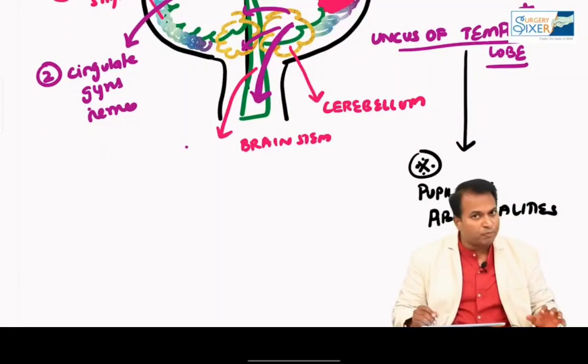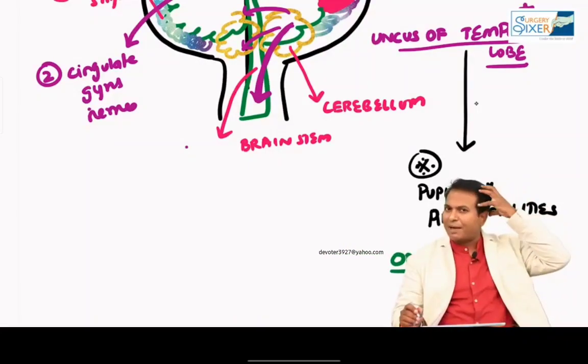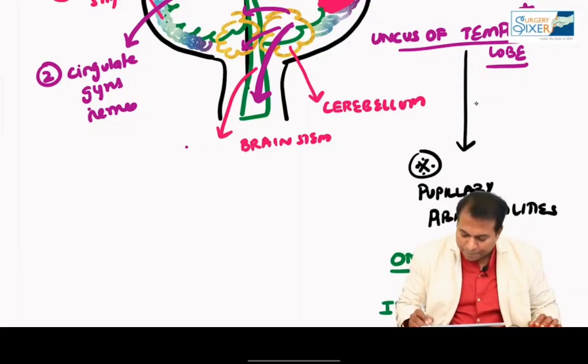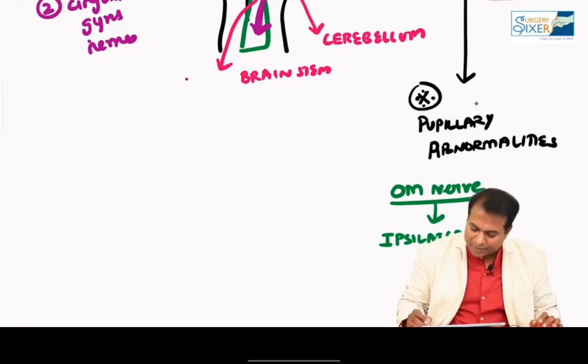And one such type of pupil abnormality due to oculomotor nerve compression is oculomotor nerve palsy. For example, if I'm having a left side hematoma here, the oculomotor nerve is compressed here. What will happen to this eye? Ipsilaterally, I will get a fixed dilated pupil. Please don't forget this. Ipsilateral fixed dilated pupil will happen on that side.